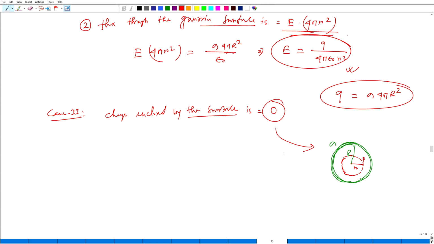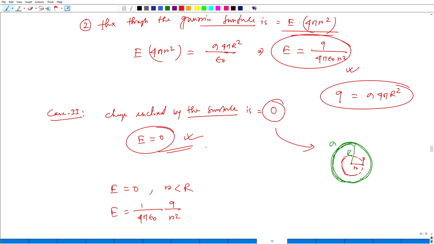Therefore the electric field E becomes 0. So the final result is that E is 0 if small r is less than capital R, and E is 1 over 4 pi epsilon naught times q over r square if small r is greater than capital R. This is the form of the electric field due to a spherical shell, where q is the total charge sigma times 4 pi R square.